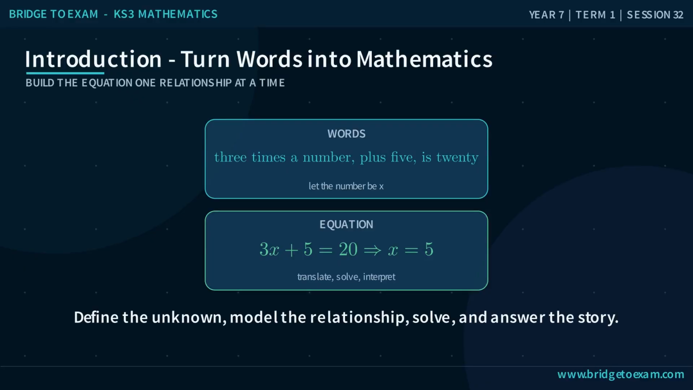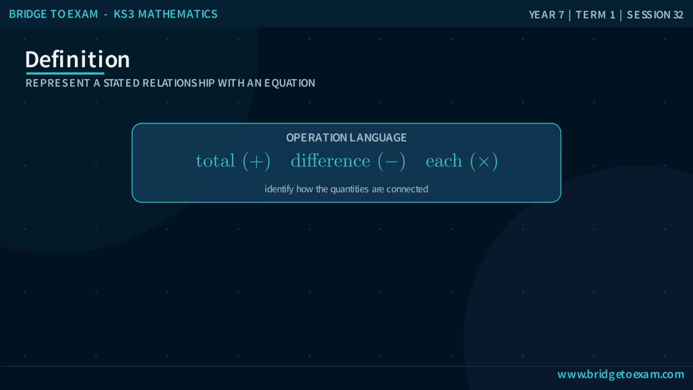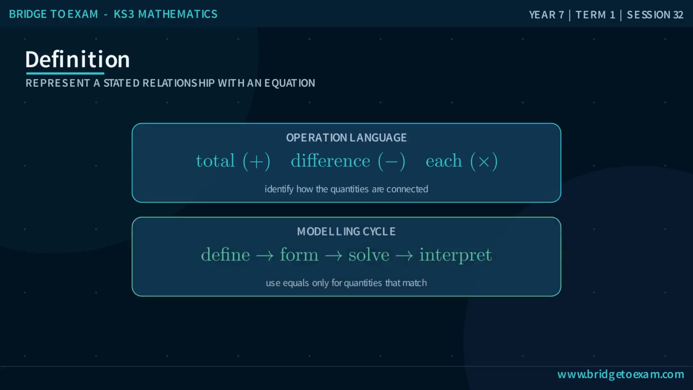By the end, you'll define an unknown, translate key relationships, form equations from money and geometry stories, solve them, and interpret the answer. An equation turns a stated relationship into mathematics. Words such as total, difference, each, and equals tell you which operations connect the quantities. Define the variable first, build one expression for each described quantity, connect equal expressions with an equal sign, then solve.